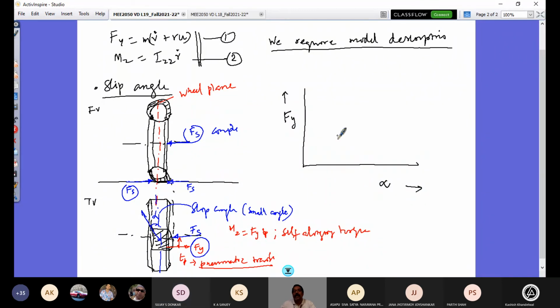So if I look at that, it will be non-linearly varying, and it is going to have some asymptotically meeting limiting value, and that limiting value is given by the road adhesion limiting value.